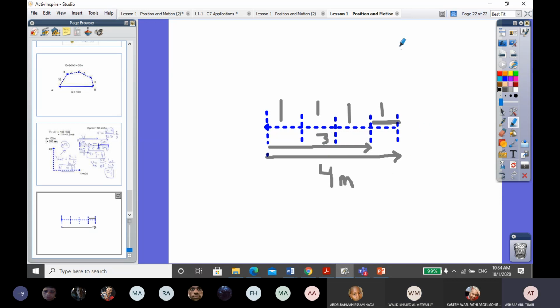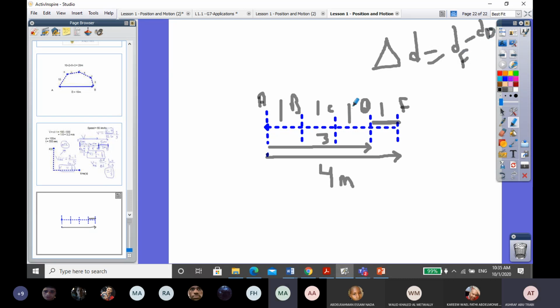This is the displacement. This is what we call delta D. Let's say this is point A, this is point B, this is point C, this is point D, and this is point F. So the displacement is dF minus capital D. This is what we call displacement. You get it, guys? Everything is clear?